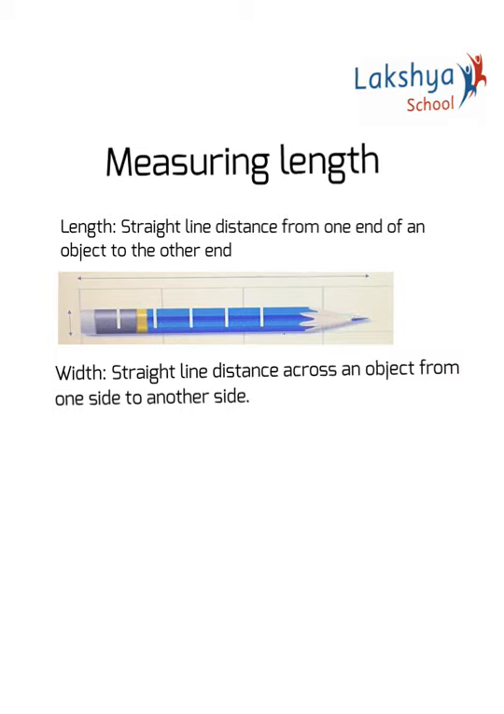What is width? It is the straight line distance across an object from one side to another side. The width is the distance between the top and bottom of this eraser over here. This is the width. It is also called the thickness of a pencil.